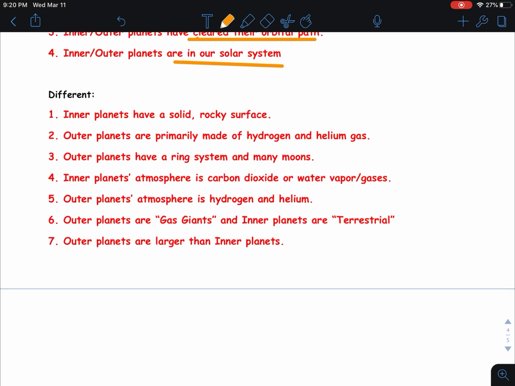How are they different? So inner planets are going to have a solid rocky surface. They are going to be the ones that are terrestrial. You can actually stand on them.